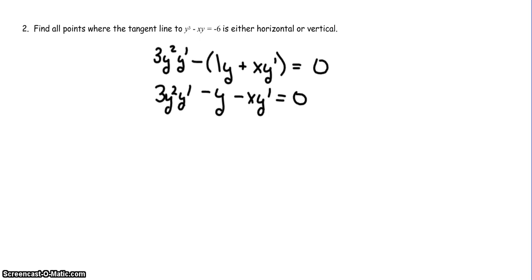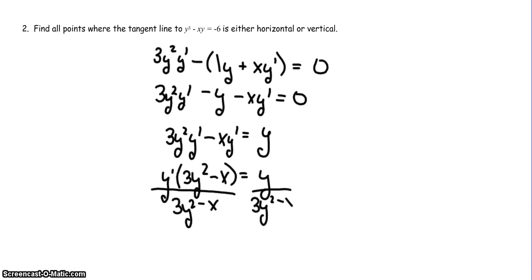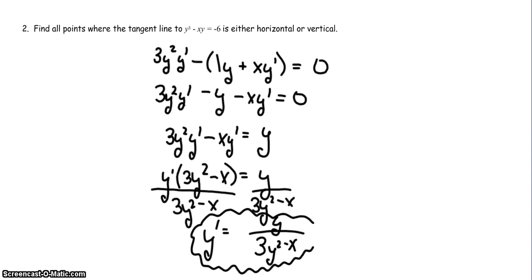My next move is to get the y primes together. So I have 3y squared y prime minus x y prime. I'm going to add that y to the other side. GCF out the y prime, and you'll have 3y squared minus x. Divide by that 3y squared minus x. And we have now found the derivative. Yay, us.